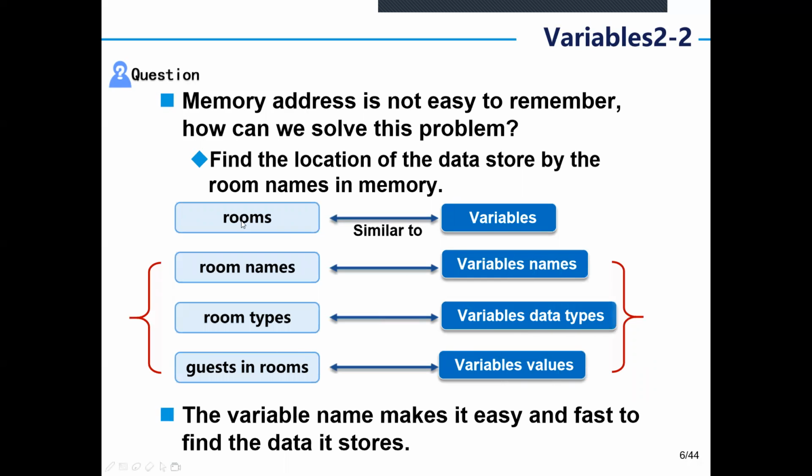We can think that rooms are similar to variables. Then room names are similar to variable names. Room types are similar to variable data types. And guests in rooms are similar to variable values. The variable name makes it easier and faster to find the data it stores.